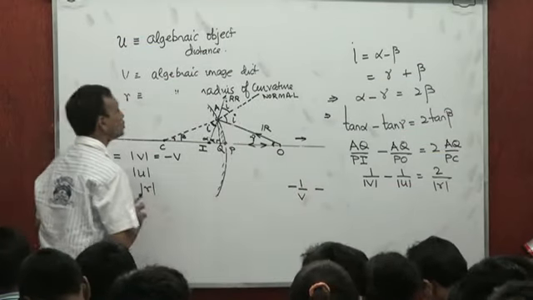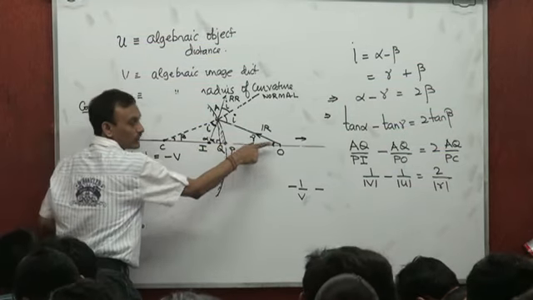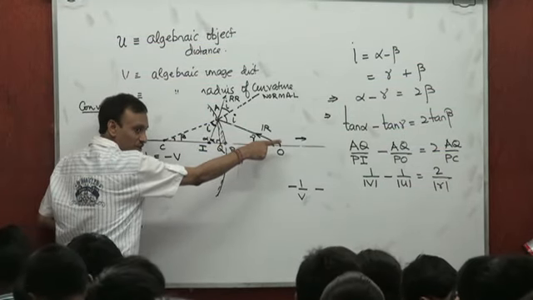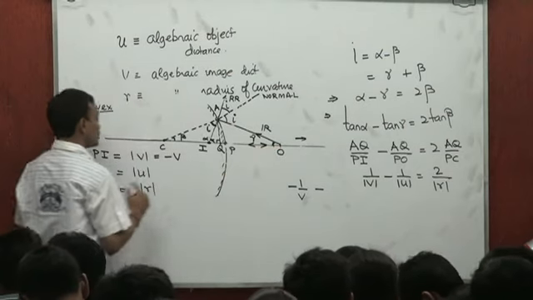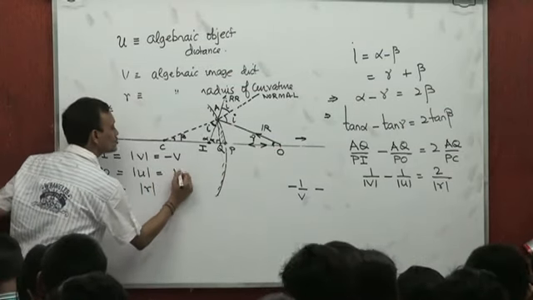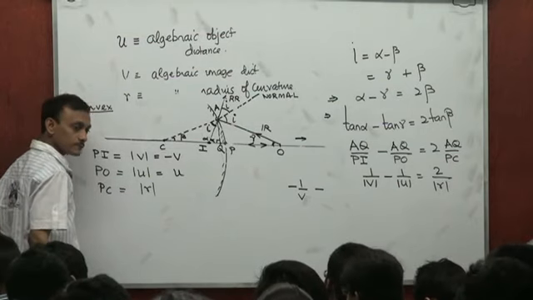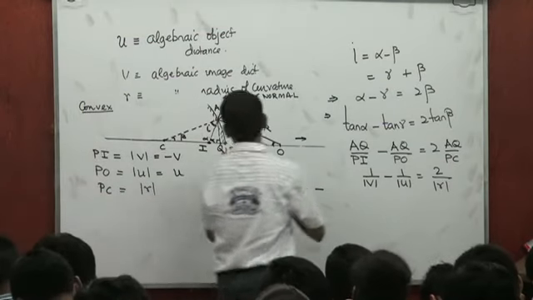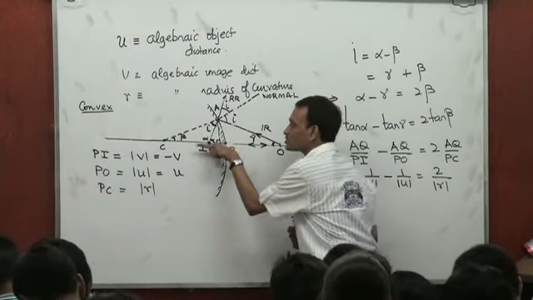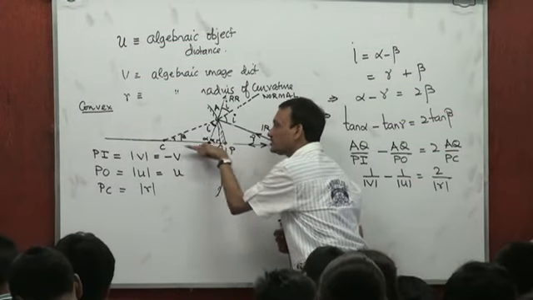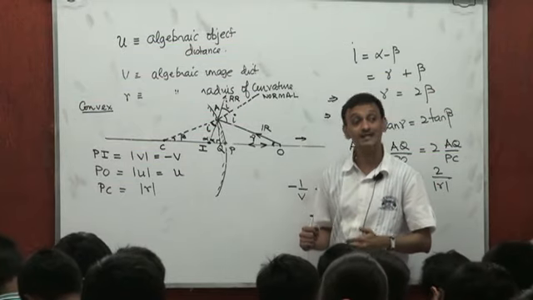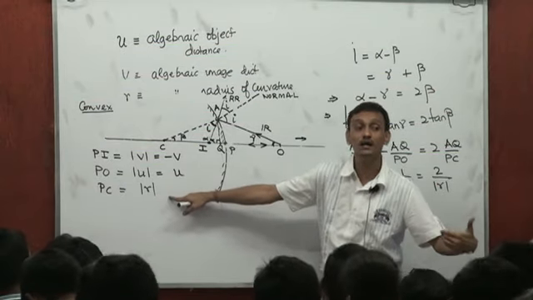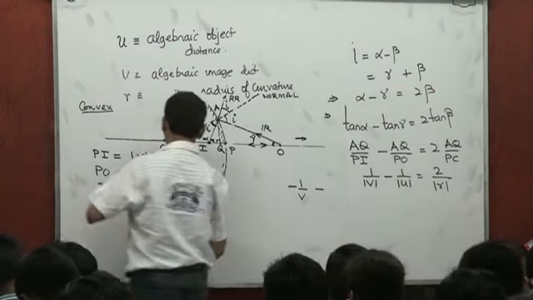Now, to locate the object, I am moving in a direction opposite to the direction of the incident ray. So is U positive or negative? Positive. So mod U would be the same as U if U is positive. Now to locate the center of curvature, I am moving in this direction. So is R regarded positive or negative? R is negative, so mod R should be minus R.